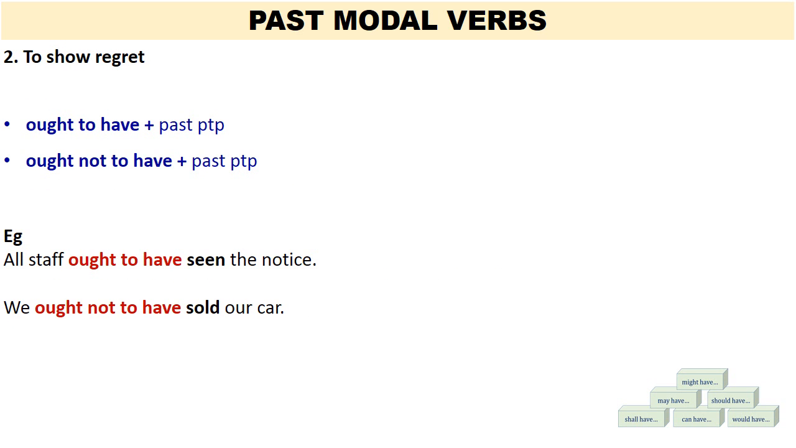Again, to show regret, there is another past modal form we can use, and that is using ought to. So the form would be ought to have plus past participle of a verb, or in the negative, ought not to have plus the past participle form of the verb. For example, all staff ought to have seen the notice. We ought not to have sold our car. So we have seen two examples of the past modal verb forms to show regret.